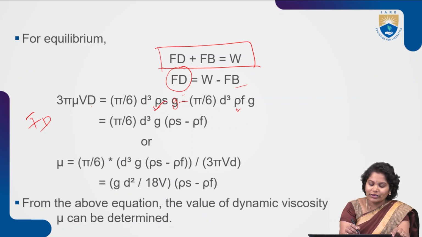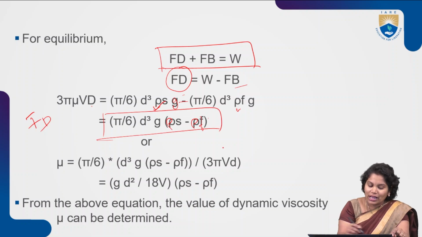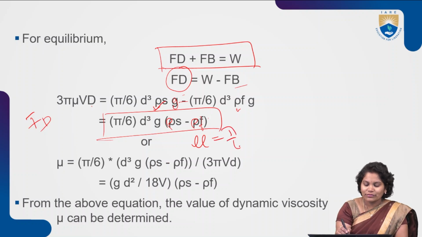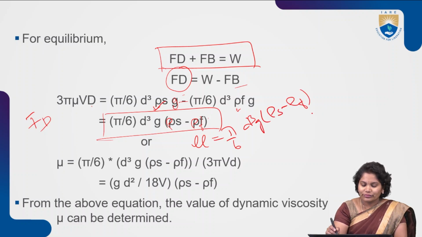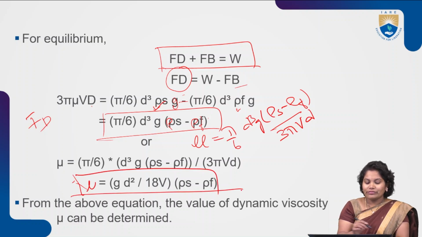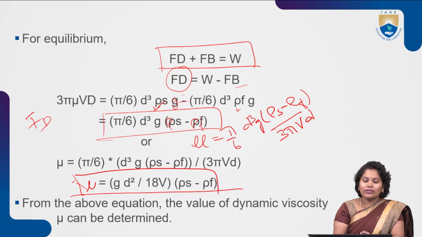Yes, this is a standard liquid. So pi by 6 d cube g into (rho s minus rho f) r. This is what we got from this. I am taking mu on the left hand side, so mu is equal to, and everything on the right hand side: pi by 6 d cube g (rho s minus rho f) by 3 pi V d. So this is the equation. From this equation, we are finding the viscosity of the fluid.